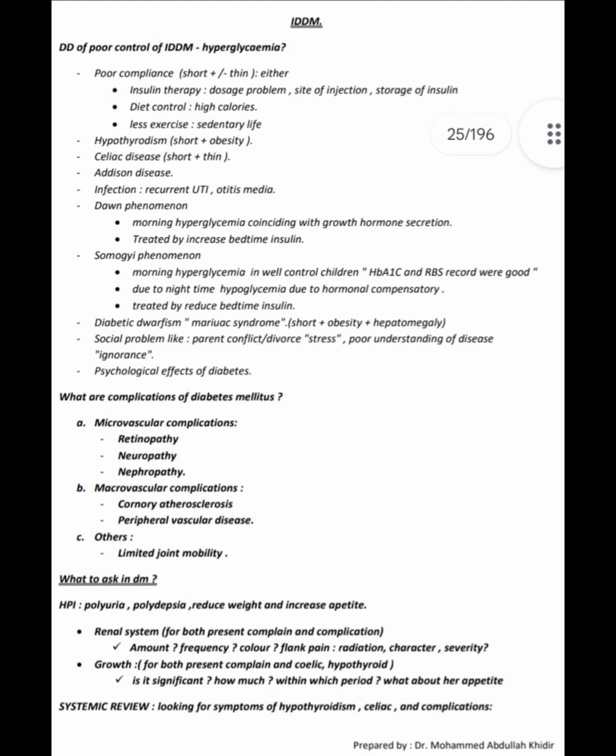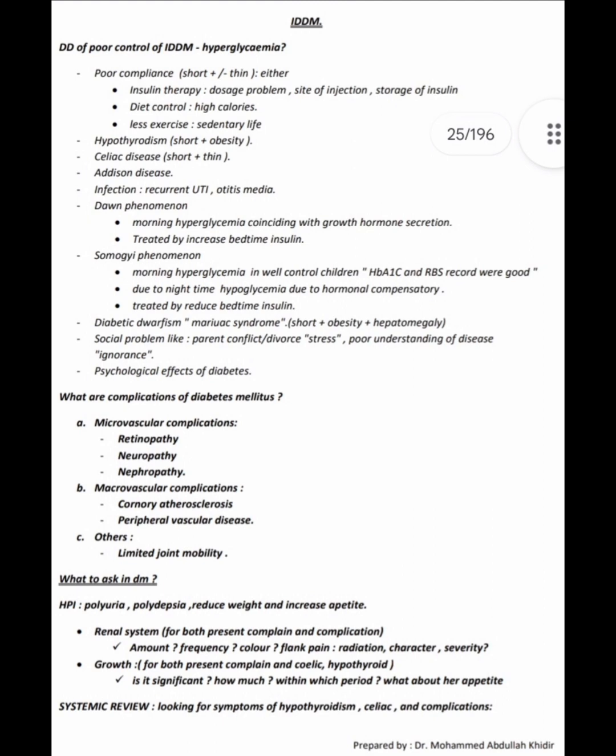What to ask in diabetes mellitus? So when we take diabetes mellitus history, what will we ask? We know the history of presenting illness of a diabetes patient is polyuria, polydipsia, reduced weight and increased appetite. Renal system, for both present complaint and complications. So the renal system: amount, frequency, color, flank pain, radiation, character and severity.